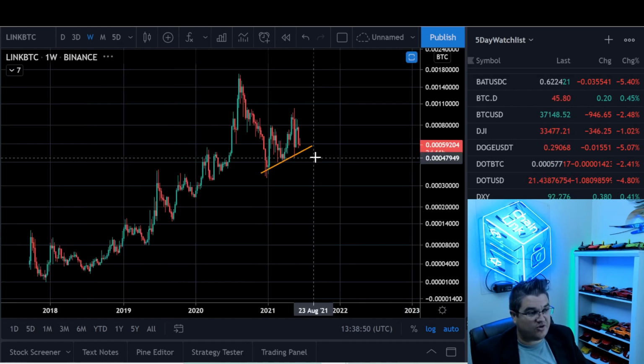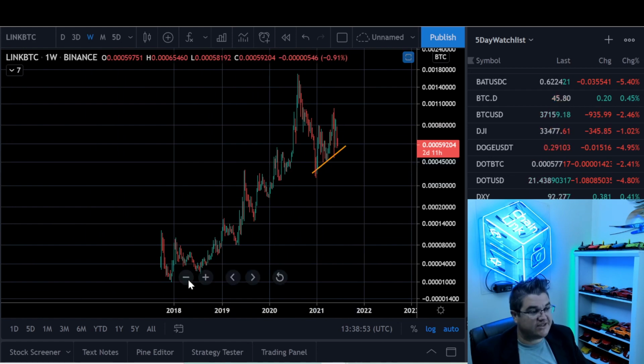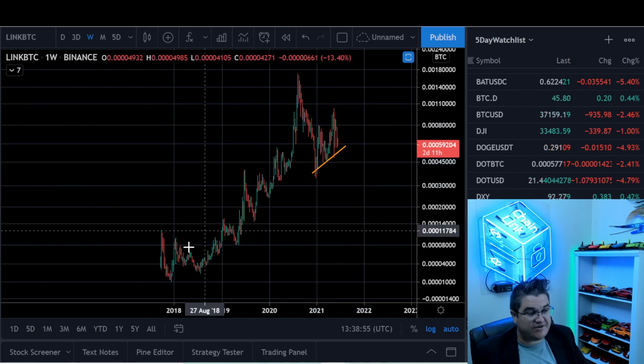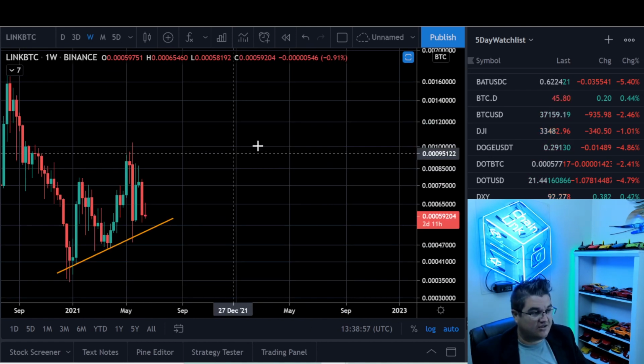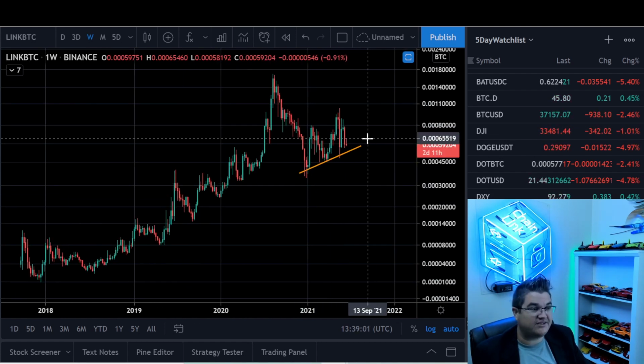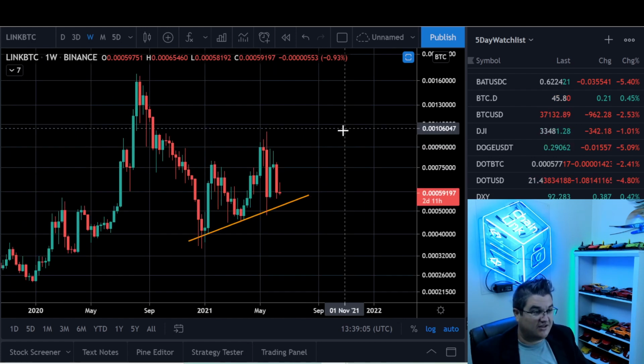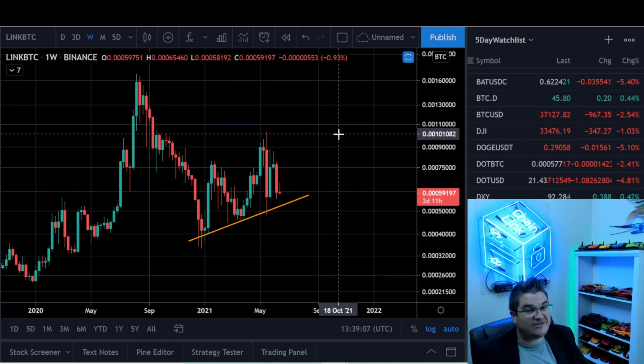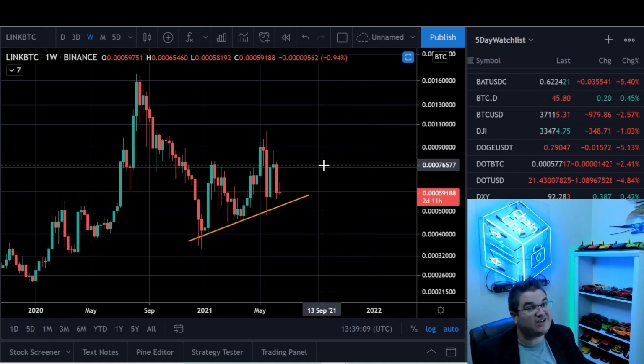Let's go over to Link Bitcoin and see what we've done. Now, this is Link BTC. Its entire life it has basically trended up against Bitcoin. Again, you can find few coins that are doing this against Ethereum and Bitcoin. It's very rare. Link is, again, very important to the crypto space. It has a lot of use cases.